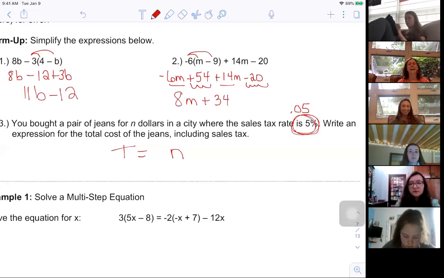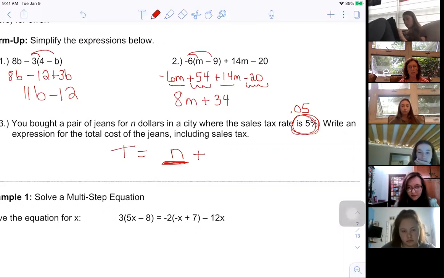Yes. So the jeans, the cost of them, it's already 100% of the cost. So my jeans, whatever that cost, is going to be N. When you have sales tax, does that increase the cost of your jeans or decrease the cost of your jeans? So what does sales tax do? Helene, do you know, would it increase the cost of your jeans, decrease the cost of your jeans? Increase. Yeah, it's going to increase it.